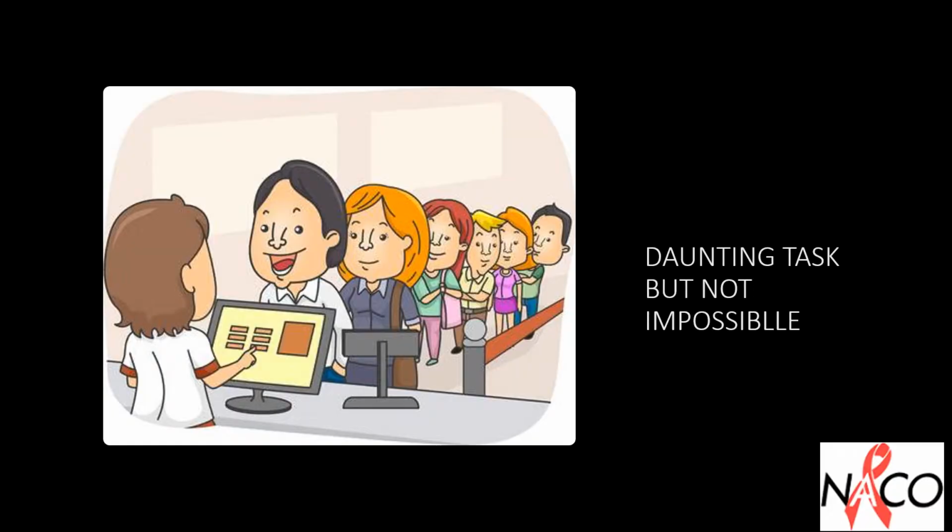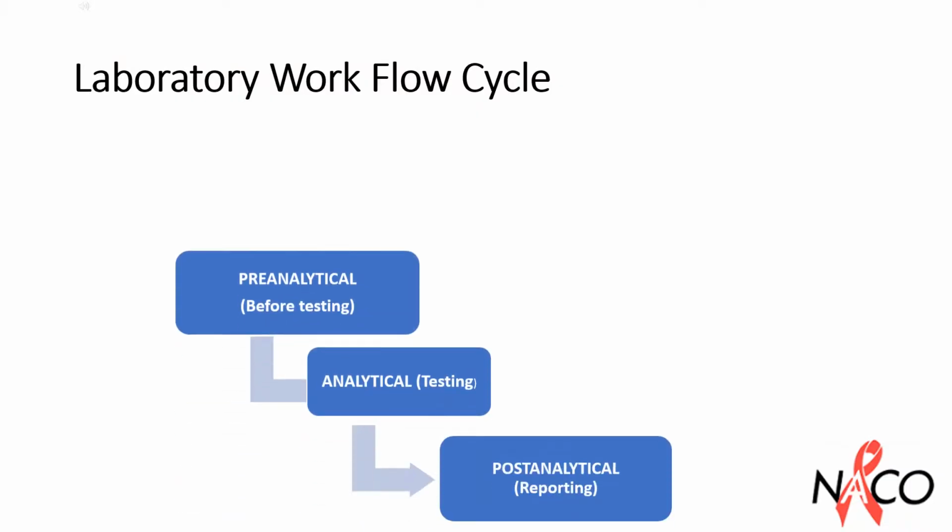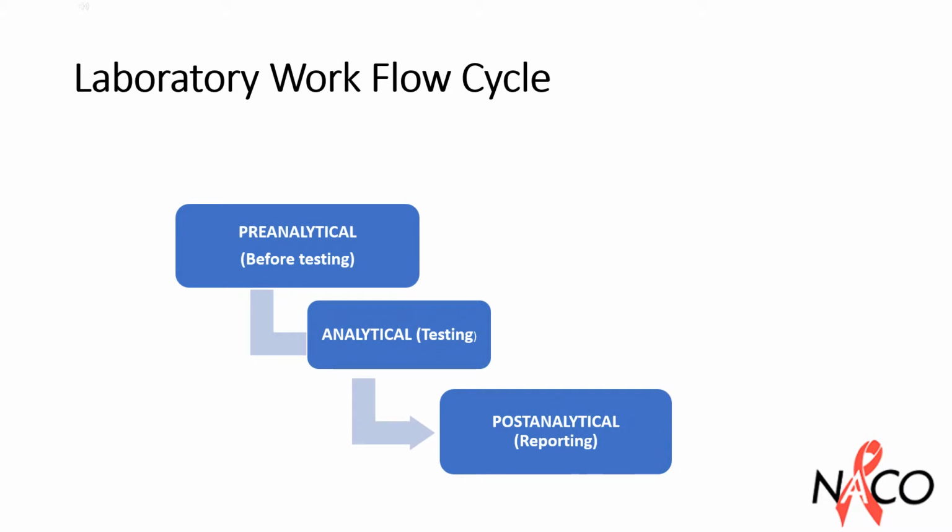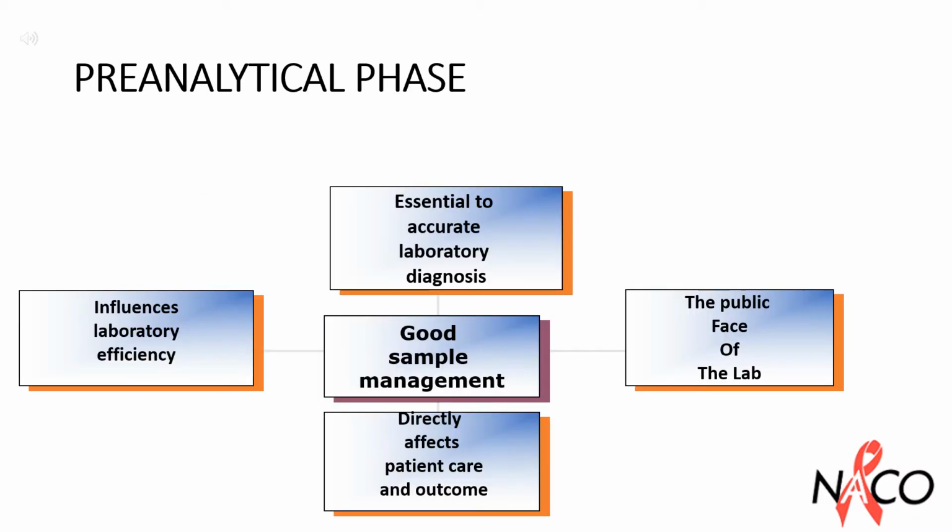Dealing with a huge inflow of patients, managing queues, and handling data of such magnitudes can be a daunting task, but not impossible. The laboratory workflow cycle consists of three phases: pre-analytical, which includes before testing; analytical, which includes testing; and post-analytical, which involves reporting. The pre-analytical phase, which deals with good sample management, is essential to accurate laboratory diagnosis, influences laboratory efficiency, and directly affects patient care and outcome, leading to a good public face of the laboratory.